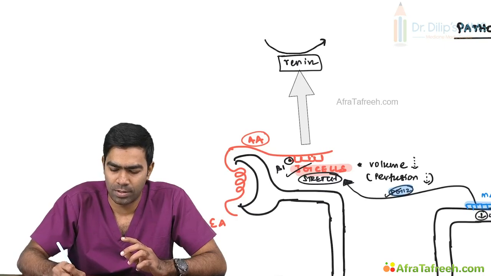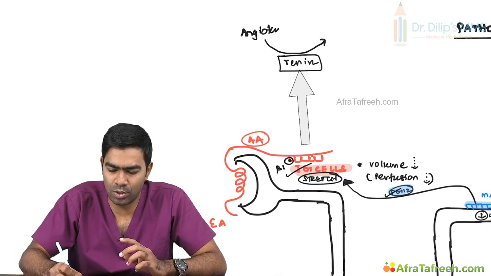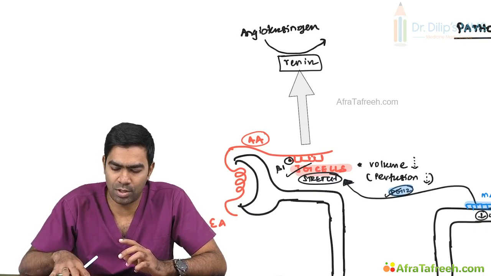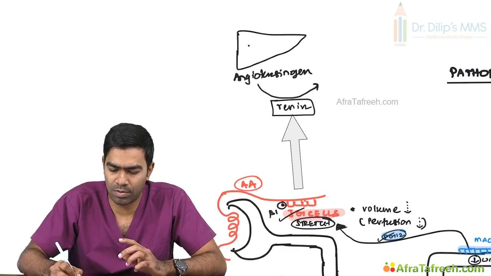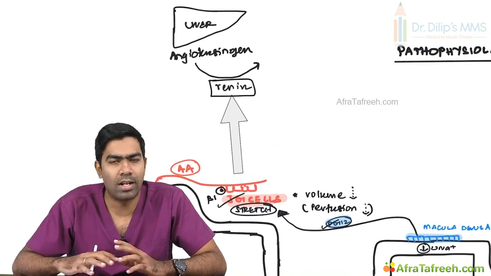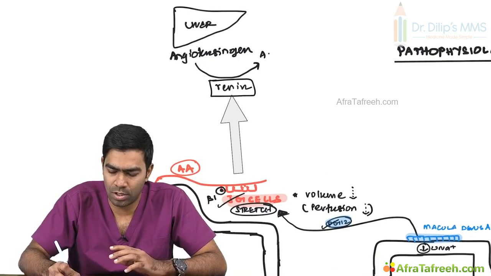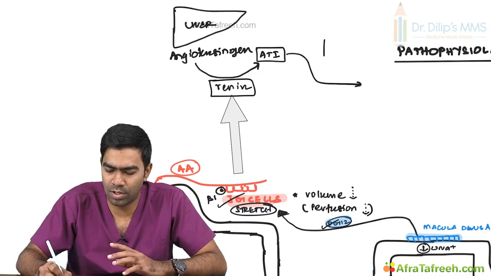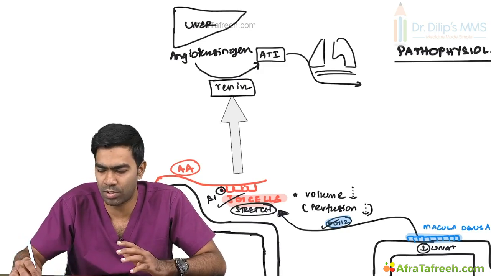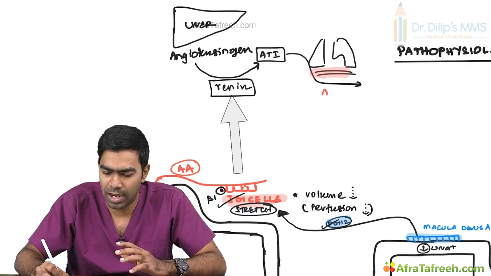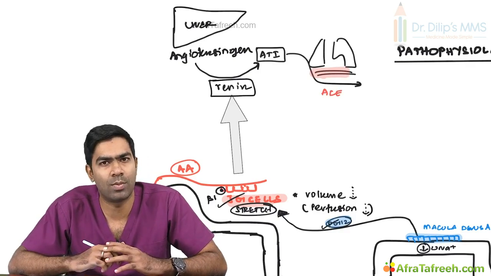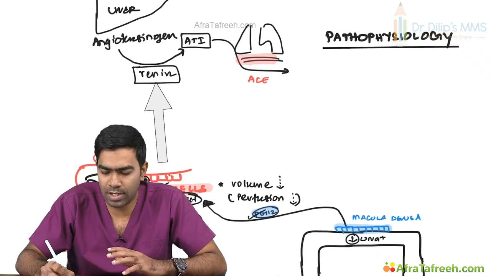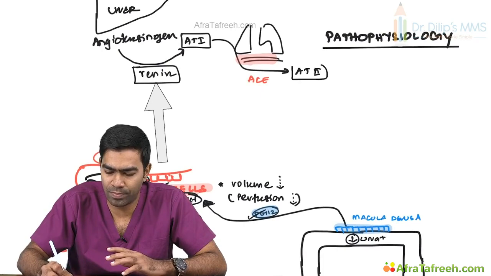So once renin is produced, renin is going to convert a substance known as angiotensinogen, which is coming from the liver, and renin is going to convert angiotensinogen to angiotensin 1. And angiotensin 1 will be processed further by the pulmonary capillaries, and pulmonary microcirculation is very, very important in this regard because it has a very important enzyme called angiotensin converting enzyme. And this angiotensin converting enzyme is going to convert angiotensin 1 to angiotensin 2.